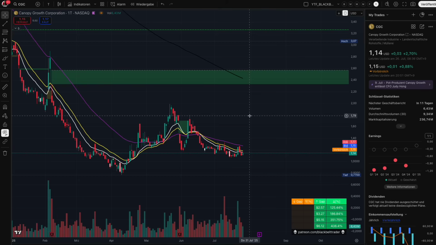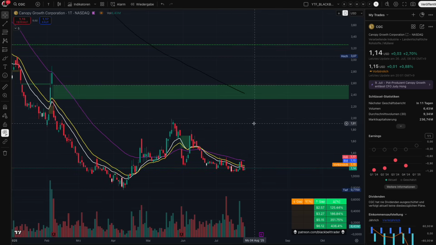Herzlich willkommen. So my friends, update here on Canopy Growth, ticker is CGC, trading on the Nasdaq. I want to give you a chart analysis now, to see if we still have a short squeeze setup or not, and where the price levels are to the upside and downside. Everything I say here is not financial advice. This is my opinion based on the chart.